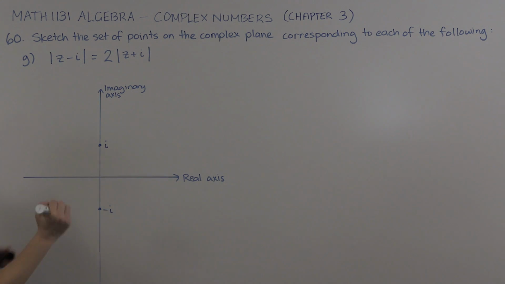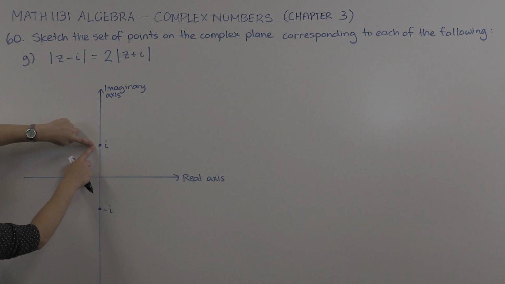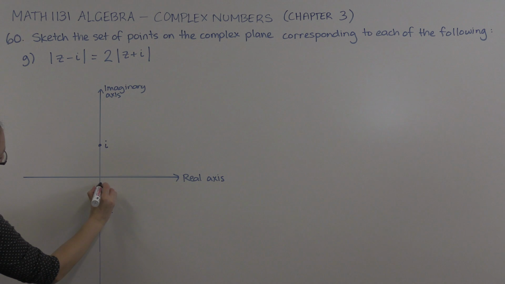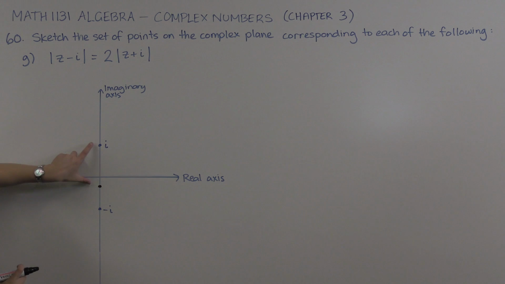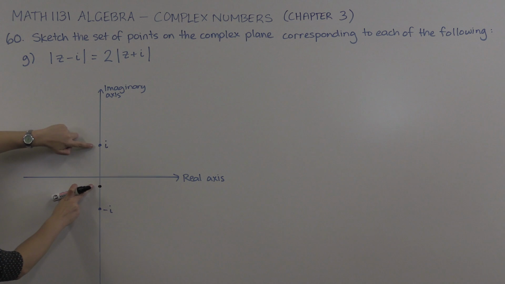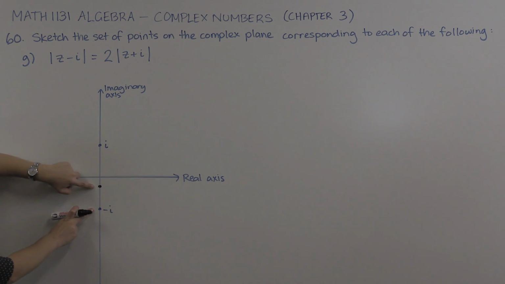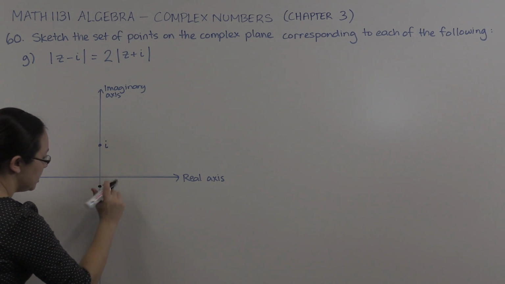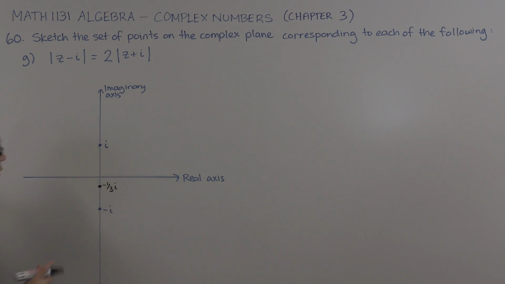You see, if we want the distance to i to be double the distance to minus i, we can see that there's a point here, 2/3 of the way along, that's going to work, where this is double this. This whole distance is 2 here. So if that's 4/3 and that's 2/3, then that's going to work. So there is a point here, minus 1/3 i, where its distance to i is double the distance to minus i. So we know that's a point on our sketch.